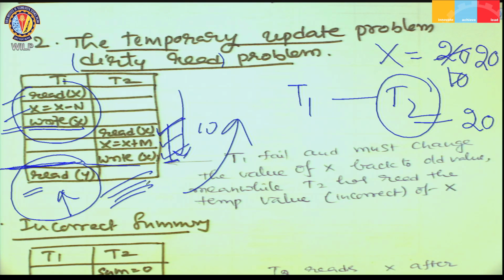This is called the dirty read problem or temporary update problem. Whatever updates have been made by the half done transaction T1 were only a temporary update, and this updated value has been taken up by T2. So it is a temporary value, taken up by T2, and that gives an incorrect state of the database. Hence it is a problem which is called the dirty read problem.